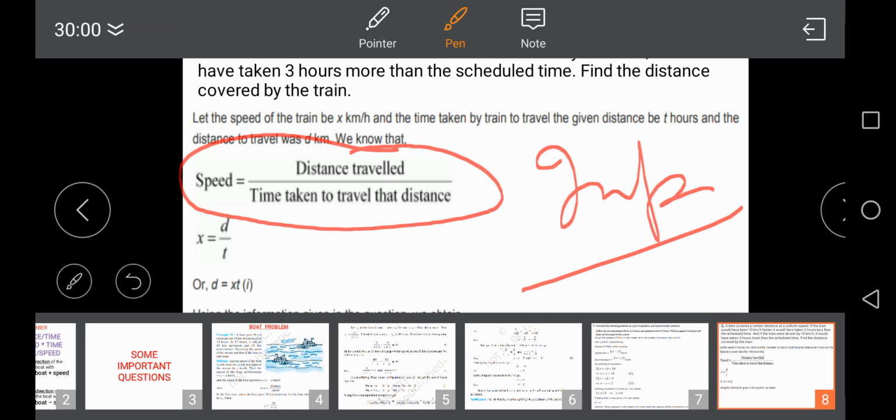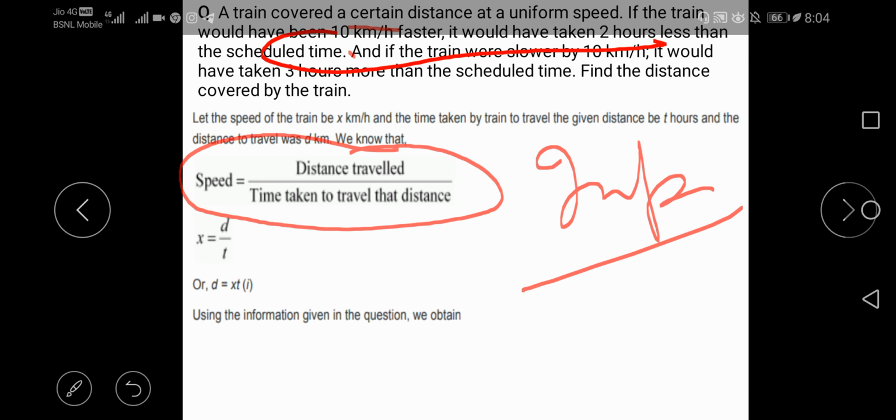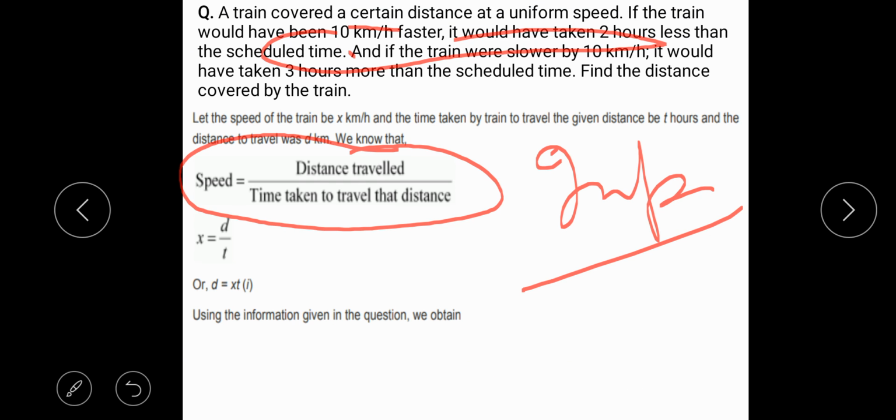If we increase the speed, then automatically time will be reduced, that is 2 hours less than the scheduled time. And if the train were slower, if we reduce the speed, then it will take more time, that is 3 hours more than the scheduled time. What we have to find? We have to find the distance covered by the train. Only we have to find the distance covered by the train.